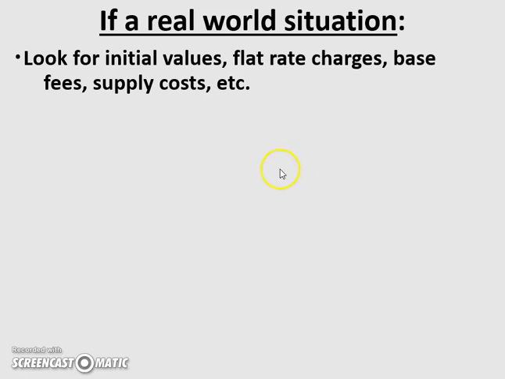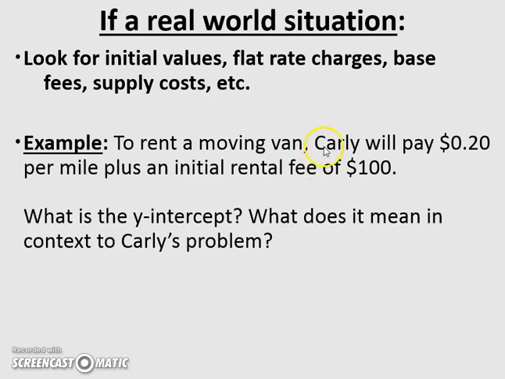So let's look at a real-world situation and look at an example. Remember, we're looking for initial values, flat rate charges, base fees, supply costs, anything that gives us an initial value, a starting piece. So here's an example. To rent a moving van, Carly will pay 20 cents per mile plus an initial rental fee of $100. So what is the y-intercept and what does it mean in context to Carly's problem?